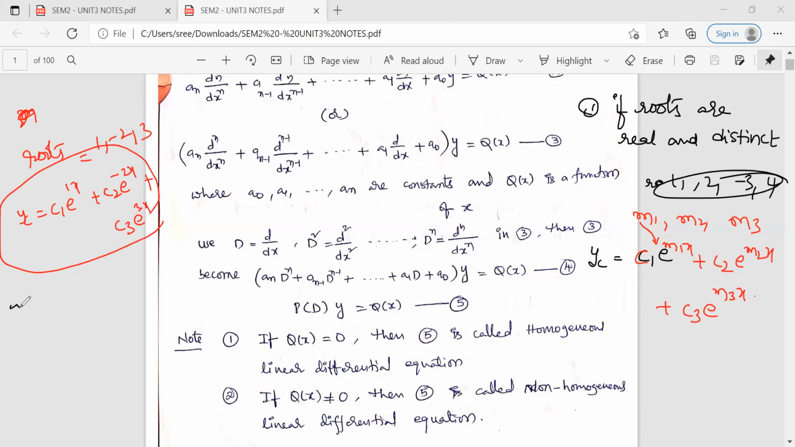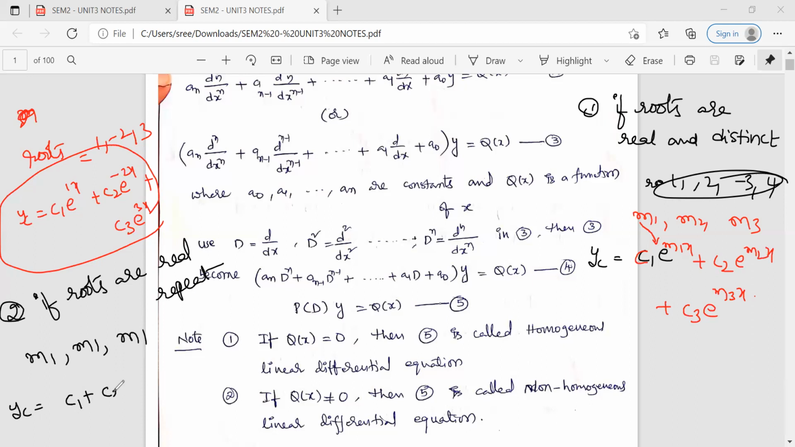And the second one is if roots are real and repeat. Roots are real and repeat. That means M1, M1, M1, like this. Then we write YC. How many times does it repeat? 3 times. So we write C1 plus C2 plus C3, like this.